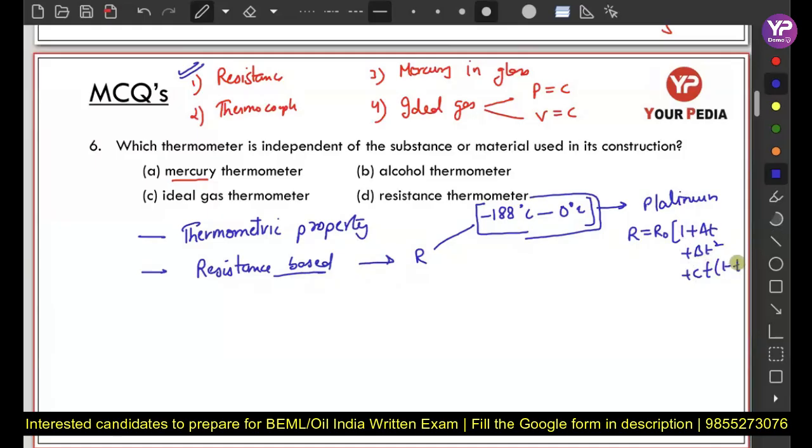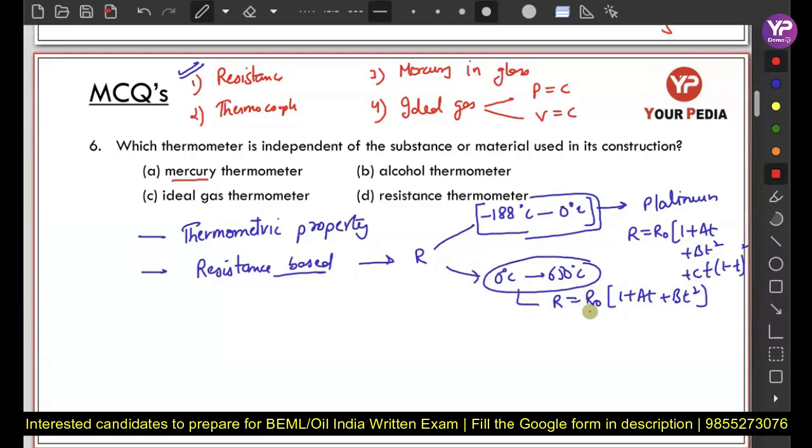So in this way you can assume the variation. If the temperature range is lying from 0 degrees Celsius to around 650 degrees Celsius, there we assume the resistance is varying with the temperature as R equal to R naught (1 plus AT plus BT square). Even though the formulas are not important for you, I am telling you just to visualize how they are different from each other.